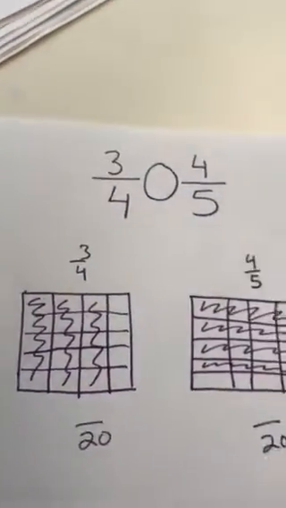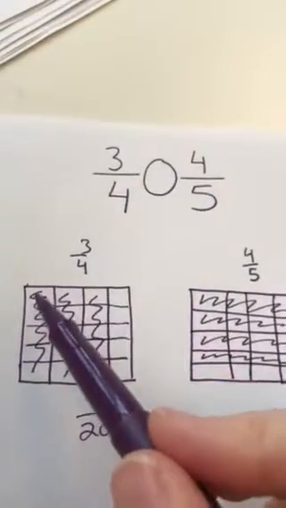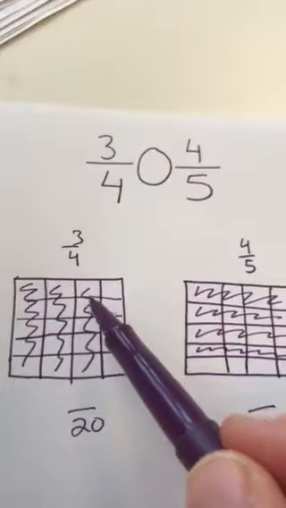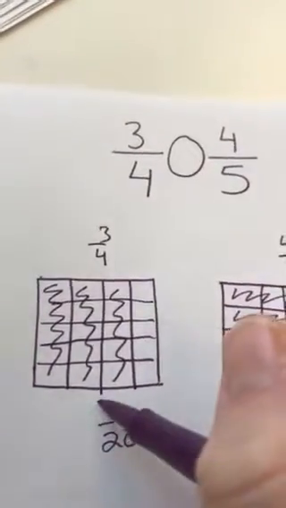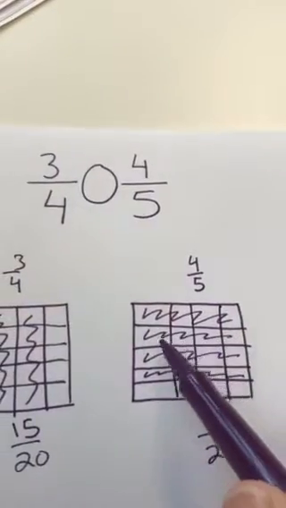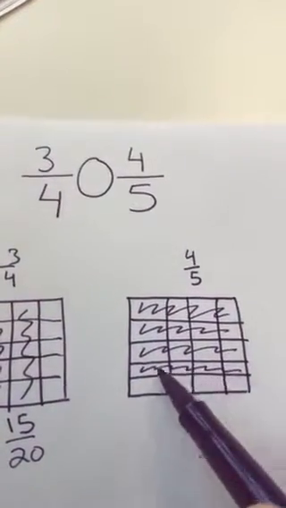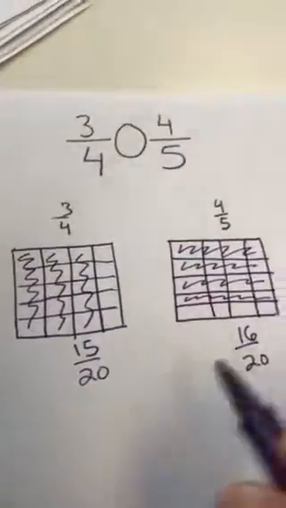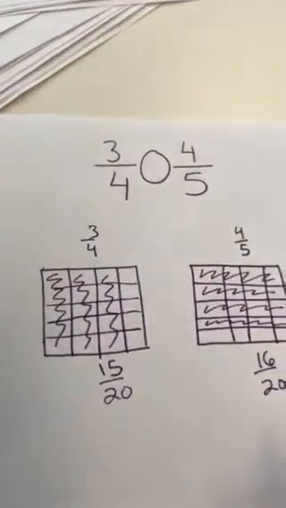So then we just have to see how many are shaded in both. So we've got 1, 2, 3, 4, 5, 6, 7, 8, 9, 10, 11, 12, 13, 14, 15. 15 20ths, and 1, 2, 3, 4, 5, 6, 7, 8, 9, 10, 11, 12, 13, 14, 15, 16. 16 20ths. Now let's look at how we did that with multiplication, because drawing these area models can be a little tedious sometimes.